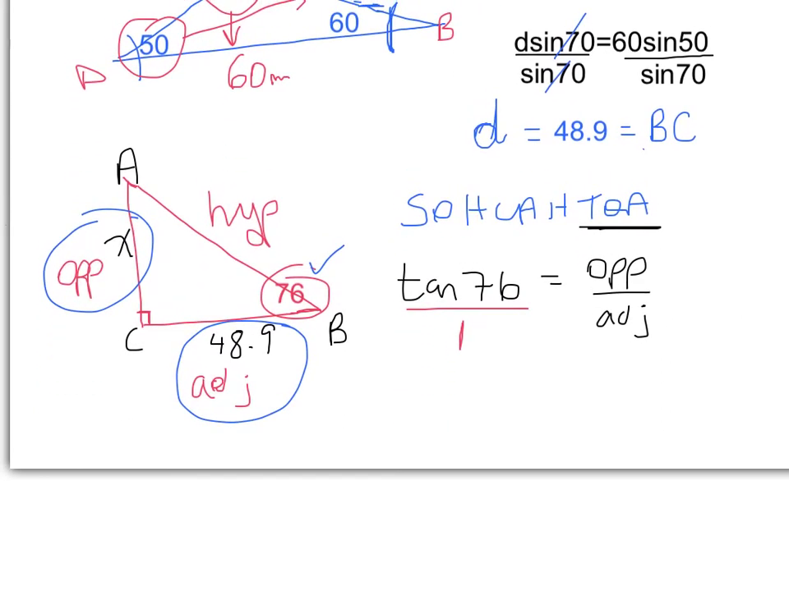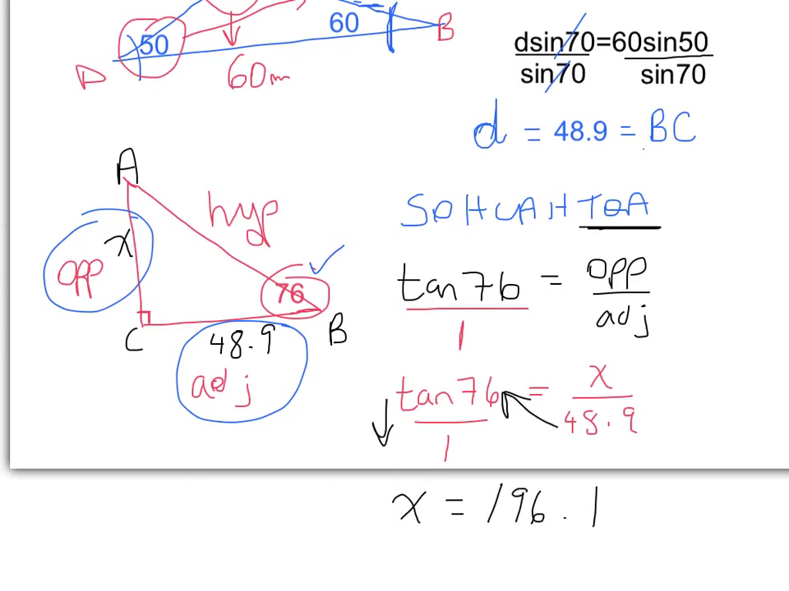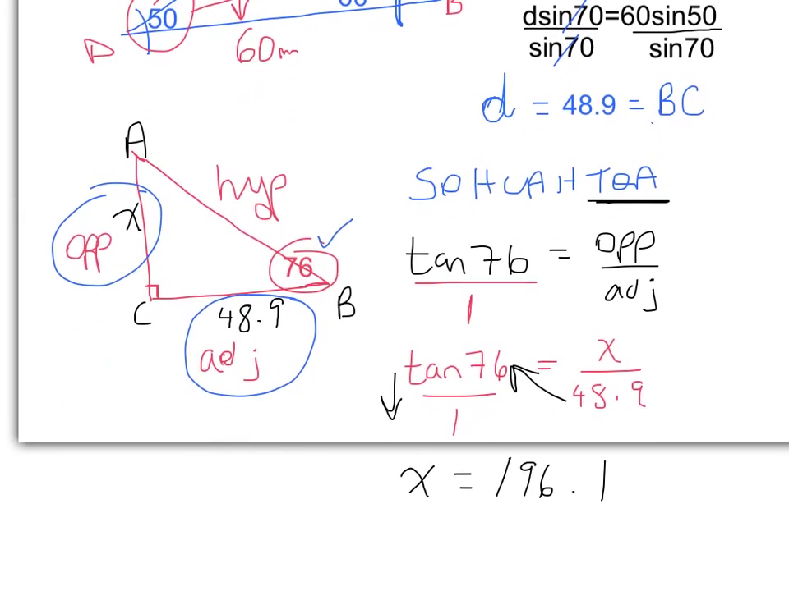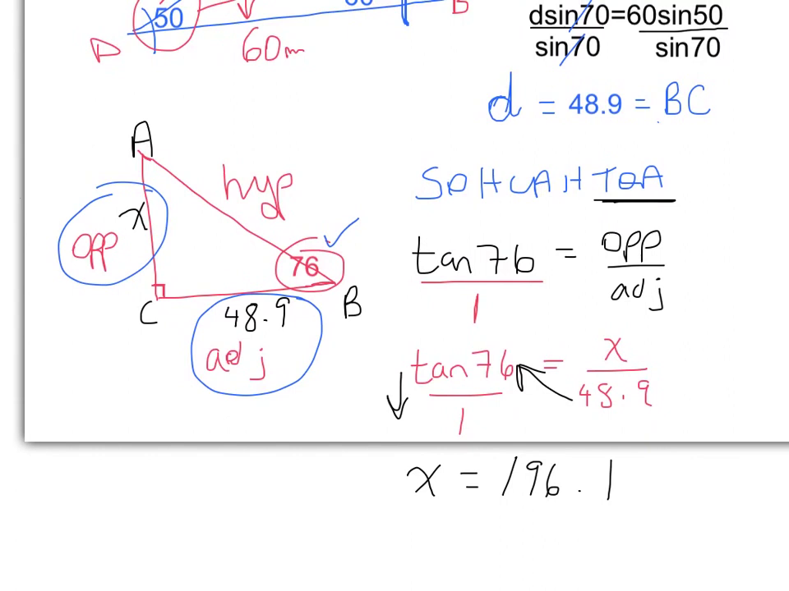And now we just plug in our numbers. So tan 76 over 1 equals x over 48.9. And then we're just going to cross multiply. And we get that our missing piece, our height, x, is equal to 196.1. Now let's not forget our units. Let's go up here. We see that it's in meters, so the height is going to be in meters.